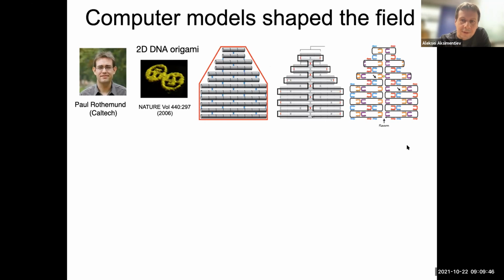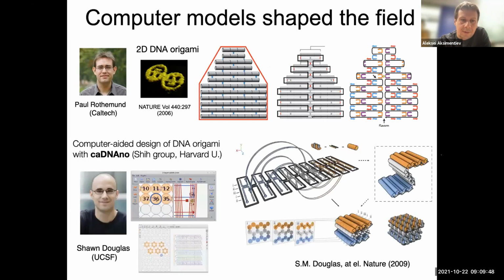So the field really greatly benefited from caDNAno, which is a kind of graphics design program that allows you to build a 3-dimensional DNA origami structure. That code was written by Shawn Douglas, who is now at UCSF. And pretty much a big fraction of the field uses that software, caDNAno.